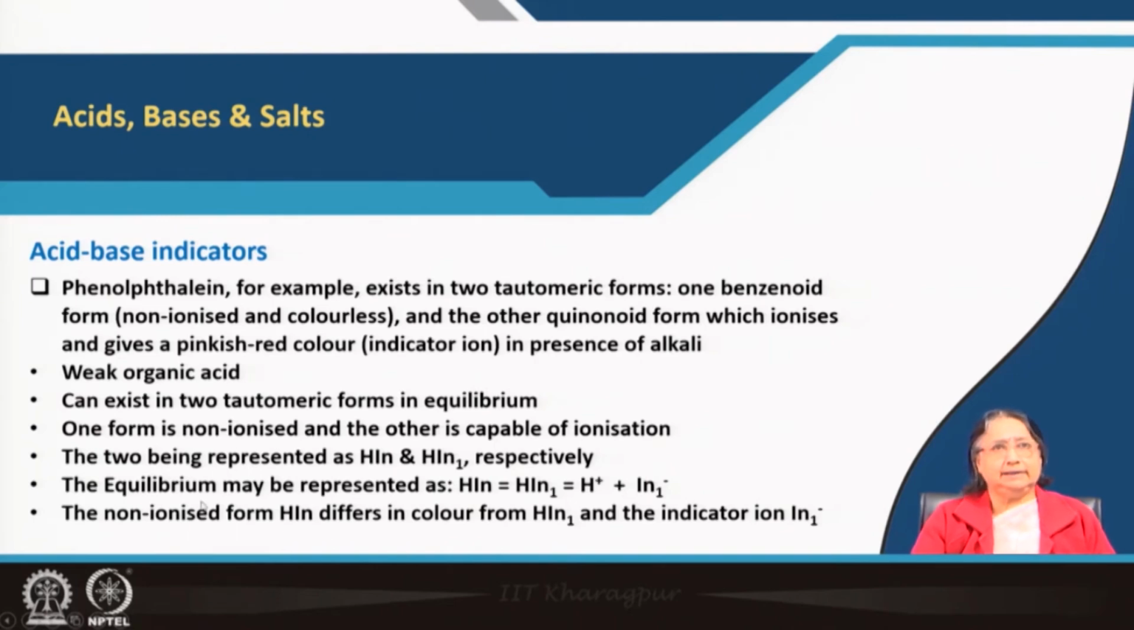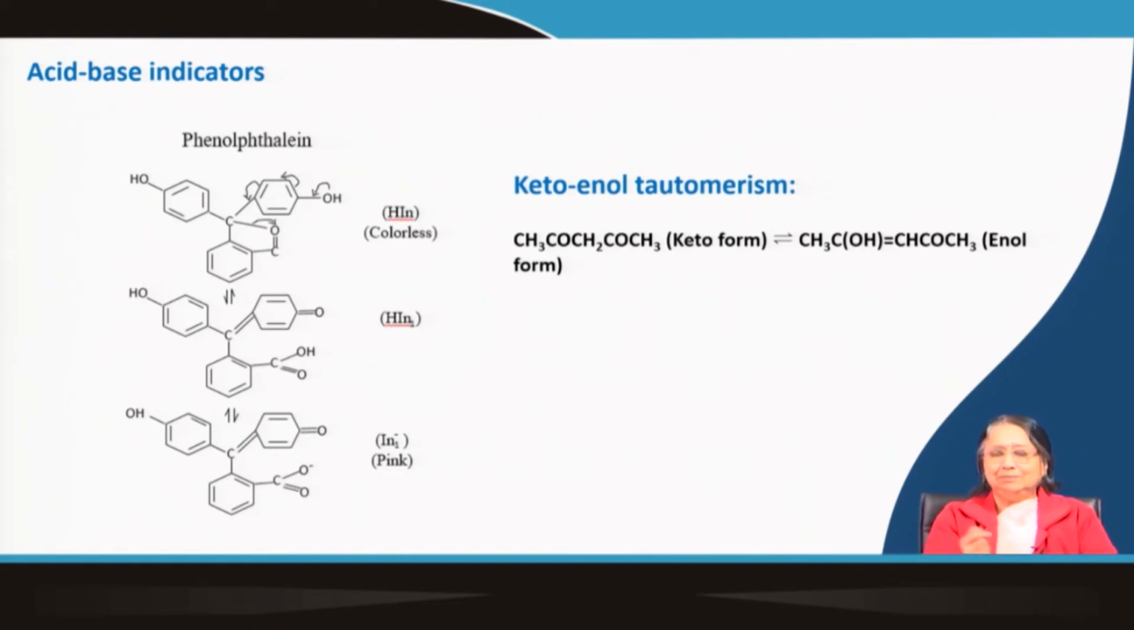These are all the characteristics, and I am talking about phenolphthalein now. The non-ionized form HIn differs in color from HIn'. So the color of this one and this one is different, and obviously this is the color of the ionized form. And the color of HIn is different from that of the In' minus ion. Now, here comes the structure of phenolphthalein. This is the structure of phenolphthalein.